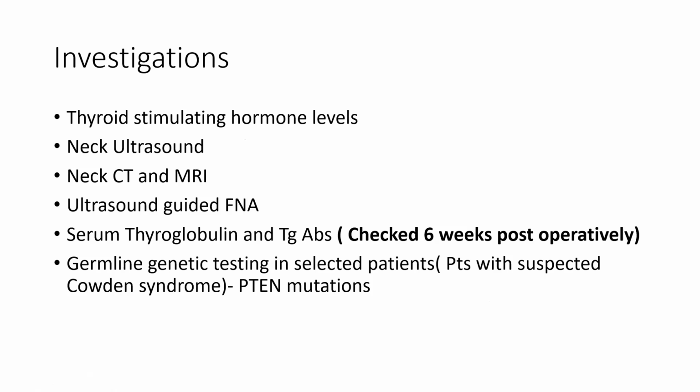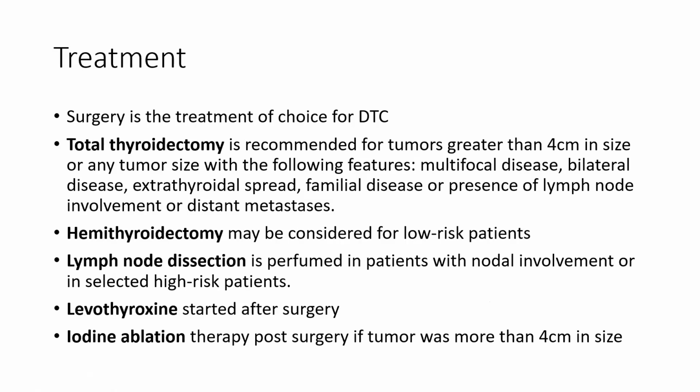Other investigations that might be needed are the neck CT, computed tomography. Usually this is used for staging, as well as also the MRI might be used. Serum thyroglobulin and thyroglobulin antibodies are usually checked 6 weeks post-op and are not routinely done in patients with suspected thyroid carcinoma unless after total thyroidectomy. Then other investigations that might be considered in selected patients are germline investigations such as the PTEN mutations for patients with suspected Cowden syndrome.